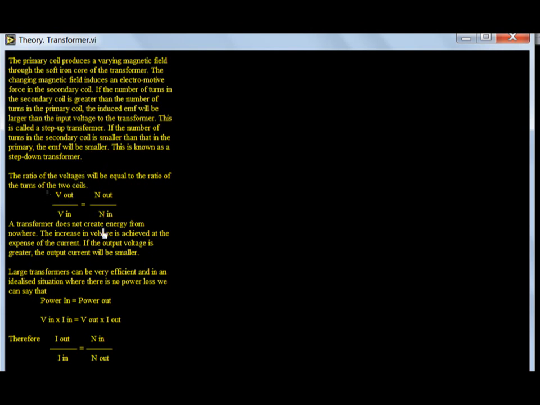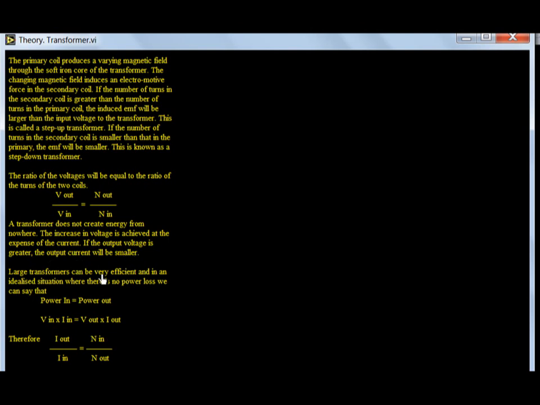But the important formula to remember with transformers is that the ratio of voltages will be equal to the ratio of the number of turns on the two coils. V output over V input is equal to N output over N input. A transformer does not create energy from nowhere. The increase in voltage is achieved at the expense of the current. If the output voltage is greater, the output current will be smaller.